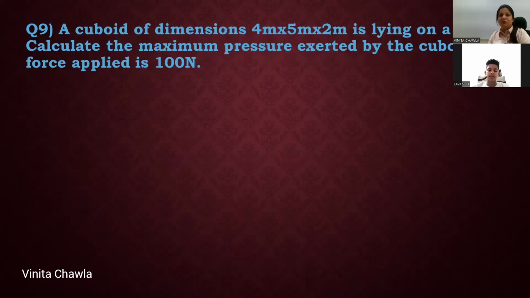Yes. Next question. We have a cuboid. Dimensions are given. It is lying on a table. Calculate the maximum pressure exerted by the cuboid if the force applied is 100 Newton. See, we need to find the maximum pressure. For maximum pressure, area should be... area is in meter square, but if we want maximum pressure, then area should be minimum, right?